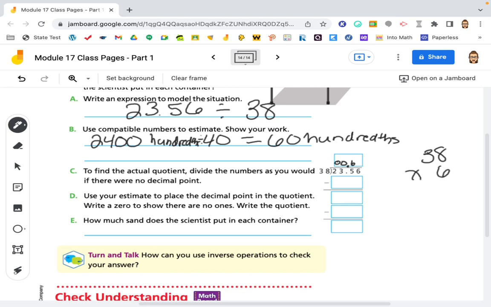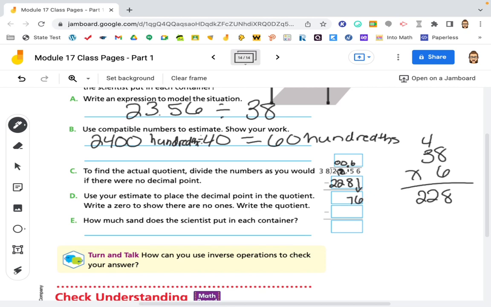So off to the side we can multiply 38 times 6. 6 times 8 is 48. 6 times 3 is 18 plus 4 is 22. So we're going to get 228, and we're going to subtract. So we can't do the 5, so that becomes a 2. 15 minus 8 is 7. 2 minus 2 is 0, so then we bring down our 6.